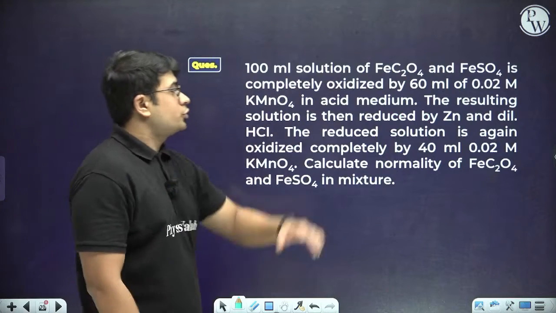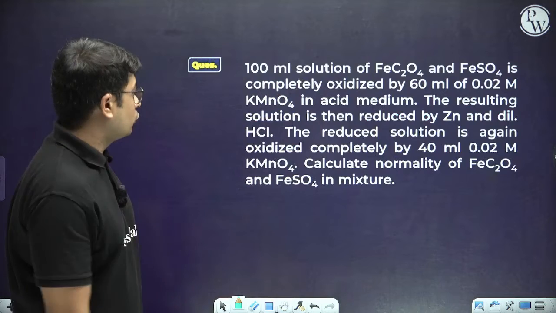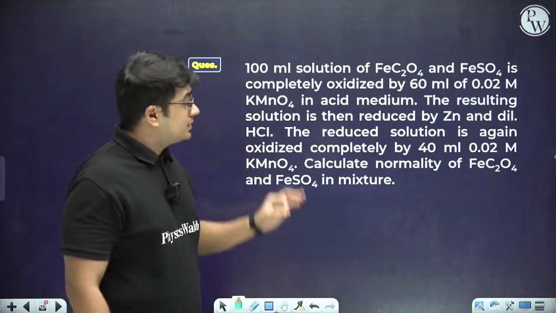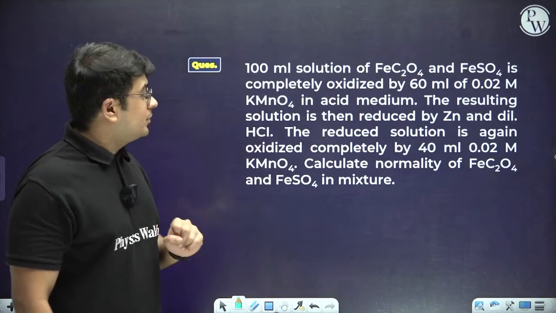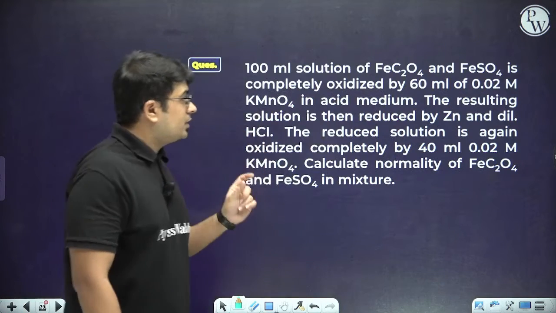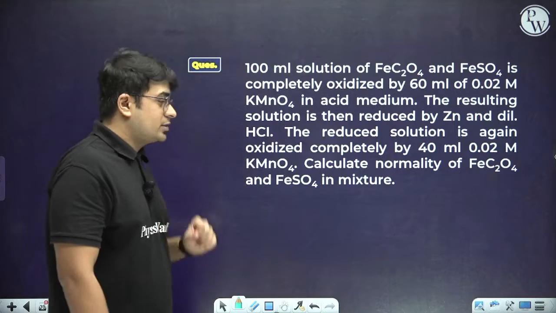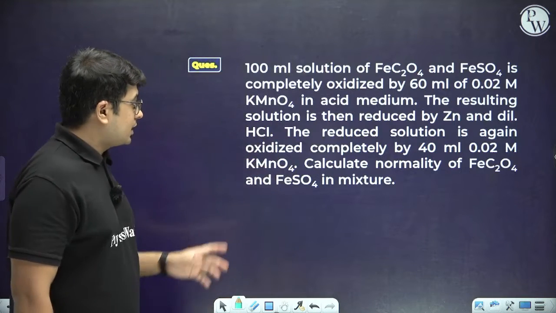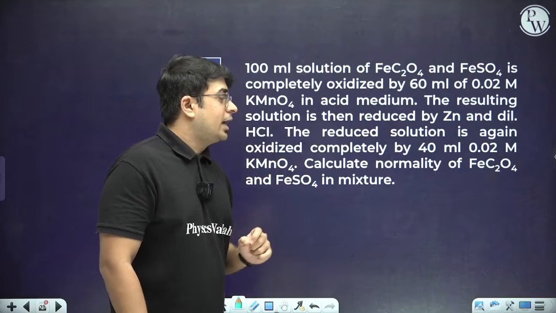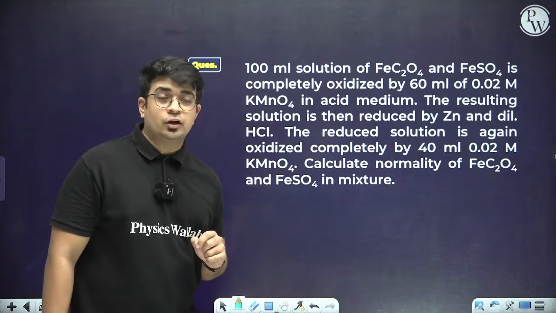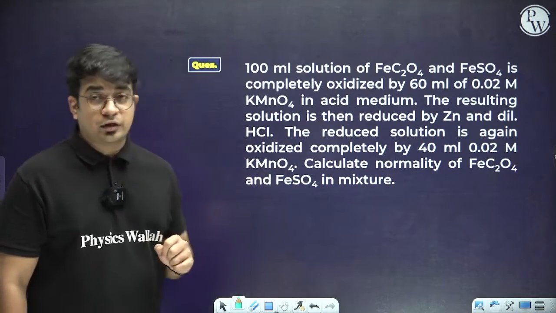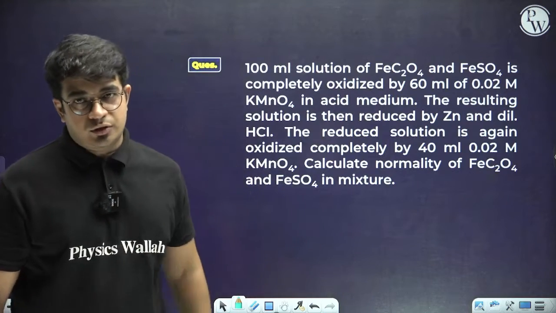100 ml solution of FeC2O4 and FeSO4 is completely oxidized by 60 ml of 0.02 molar KMnO4 in acidic medium. The resulting solution is then reduced by zinc and dilute HCl. The reduced solution is again oxidized completely by 40 ml of 0.02 molar KMnO4. Calculate the normality of FeC2O4 and FeSO4 in the mixture. It's a very interesting question.